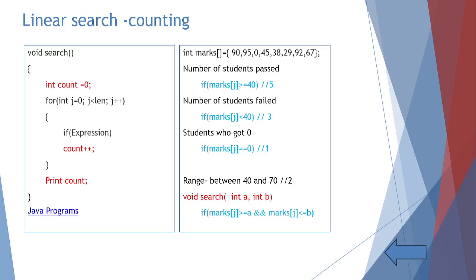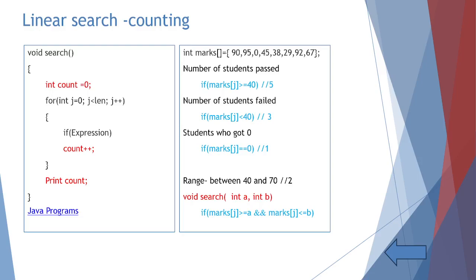We can have ranges also. Let's suppose in the array we want to find out all the marks between 40 and 70, students who got in the range 40 to 70. In that case, void search will be written, for journal purpose. It takes range a and b. a is 40, b is 70. Then our expression would be if marks of j greater than or equal to a, that is 40, and marks of j less than or equal to b inside the for loop. There are 2 students who scored between 40 and 70. How many students are there? 2 students. So this is how counting happens.